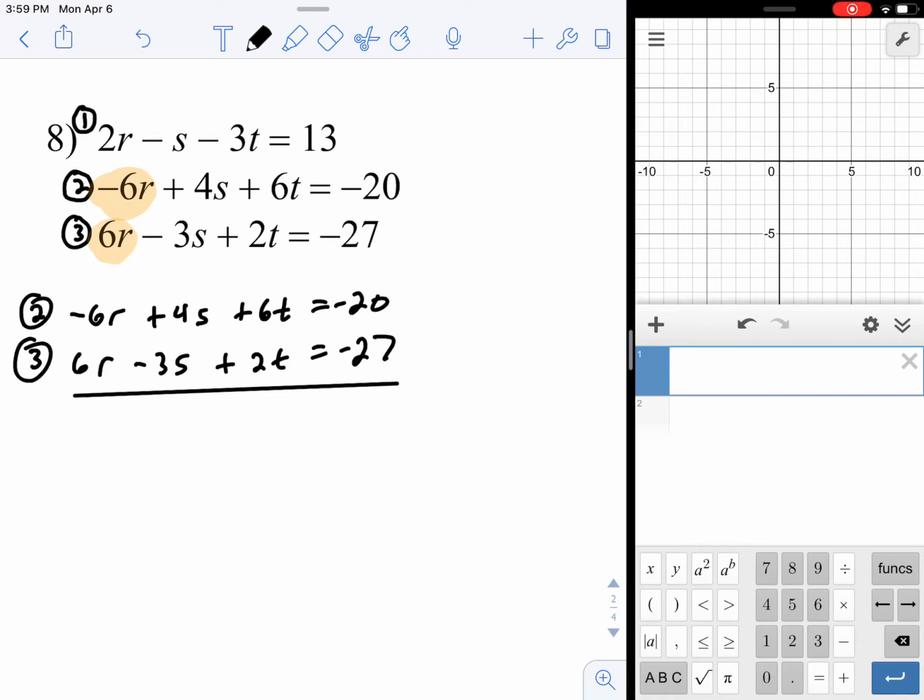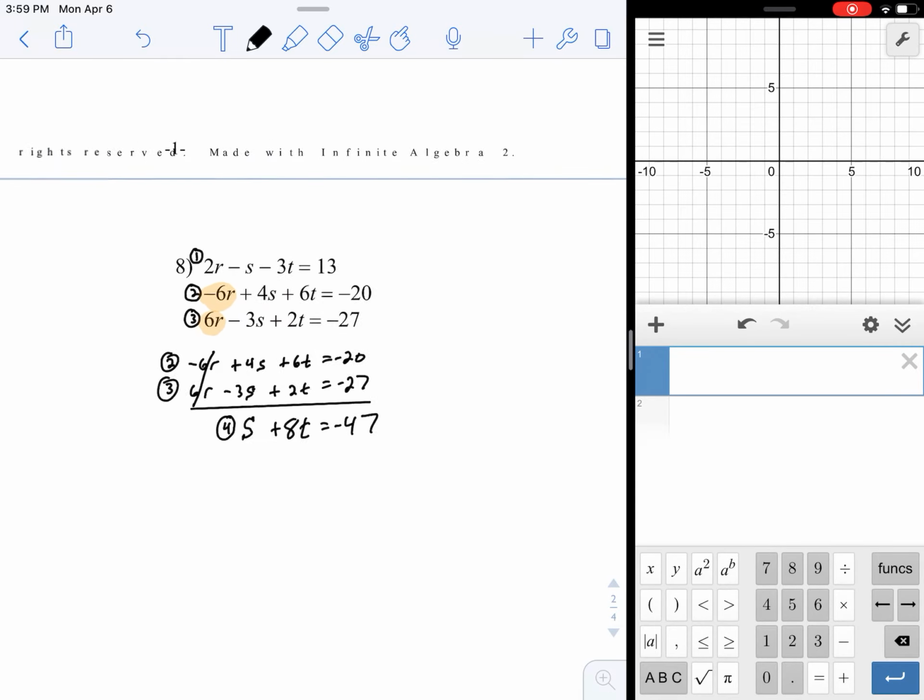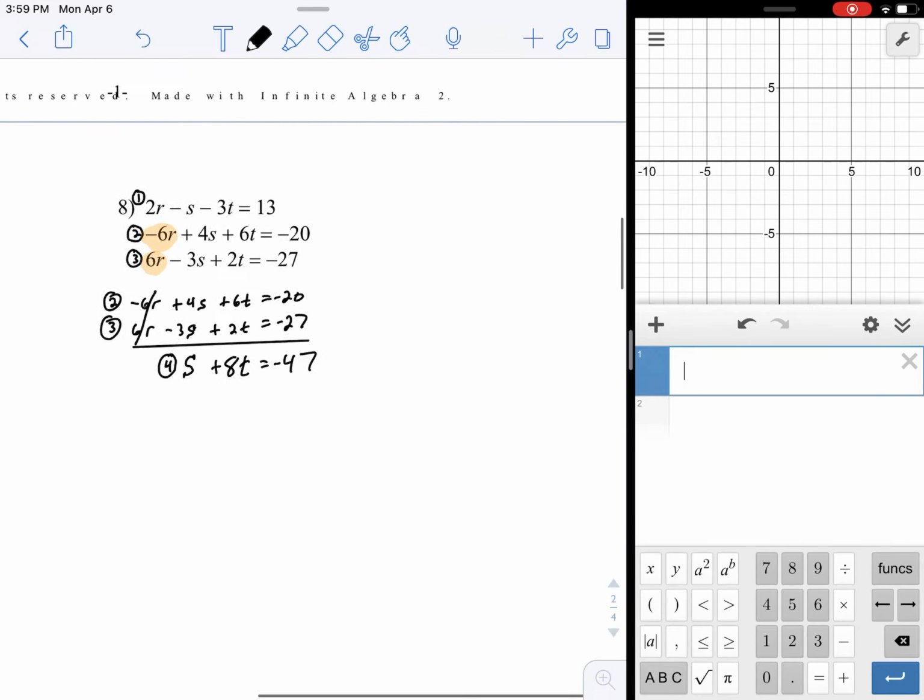Okay, so I copied down equation 2 and 3, and clearly those cancel. Combine the rest. Positive 4s minus 3s is just 1s. I don't want those to look like 5s. Those are s's. 6t plus 2t is plus 8t. Negative 20 plus negative 27 is negative 47. Now, this is a whole new equation: s plus 8t equals negative 47. It is the 4th equation in the problem because we started with 3, so I'm going to call this equation 4. And I strongly recommend you do the same thing.